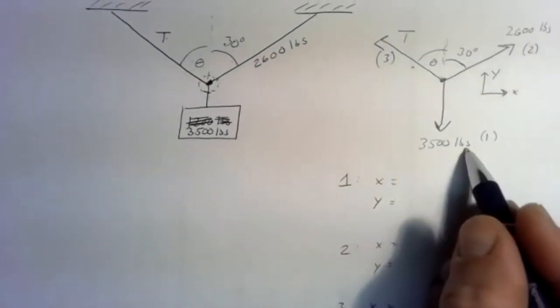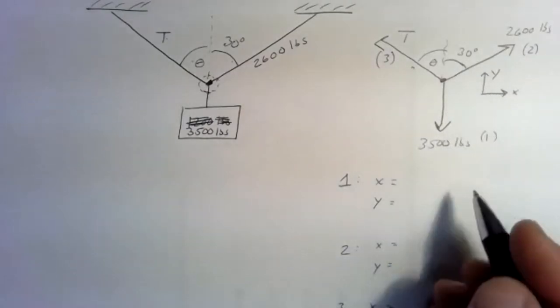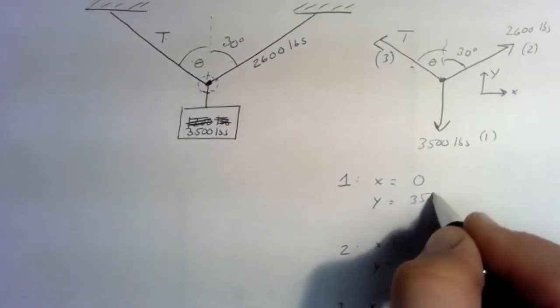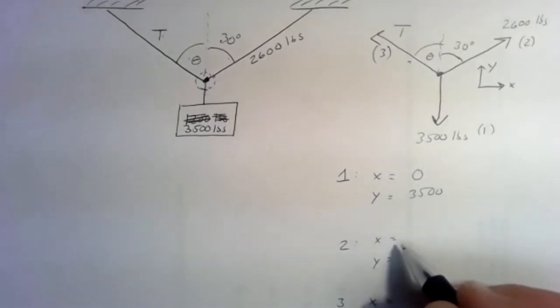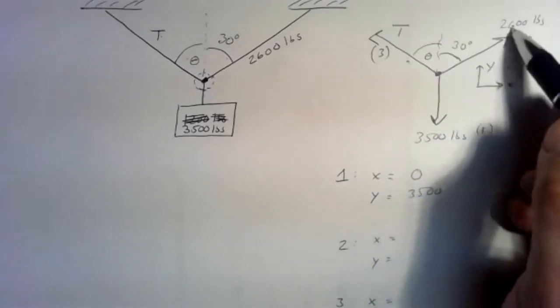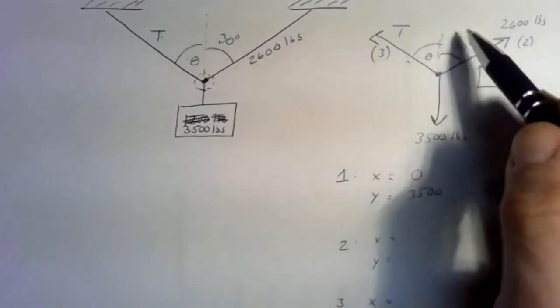Now vector 1 is pretty simple. Vector 1 is straight down, so all it's got is a y component, no x component. So no x, 3,500 pounds of y. Vector 2 has both an x and a y component. It's pulling in the up direction and to the right. So it's pulling up and to the right.